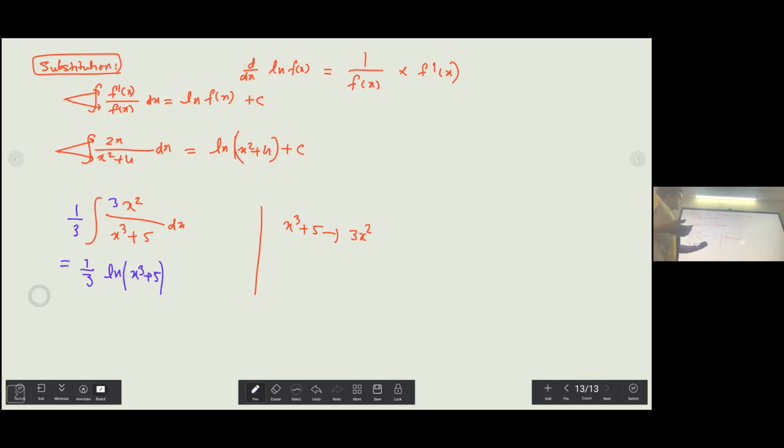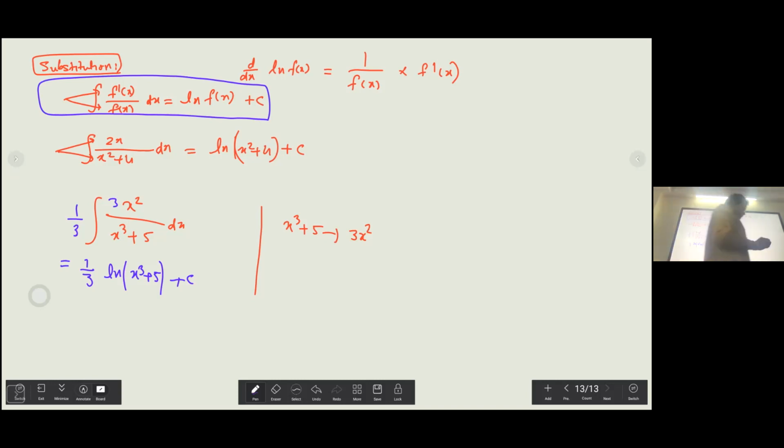So you can see that if you knew this technique, the f dash x upon f x technique, your answer is 1/3 of ln of x cube plus 5 plus c. So remember this: integration of f dash x upon f x is always ln f x plus c.